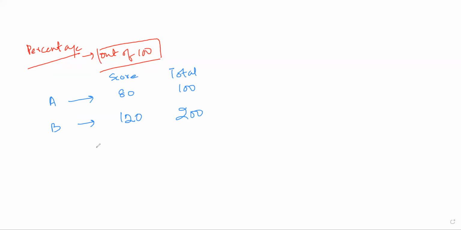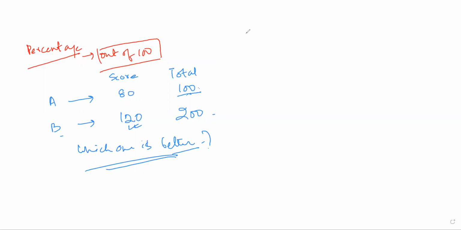Now who is the better student, A or B? Which one is better? B scored 120, which seems higher, while A scored 80, right? But why is that misleading? Because A's 80 is out of 100.